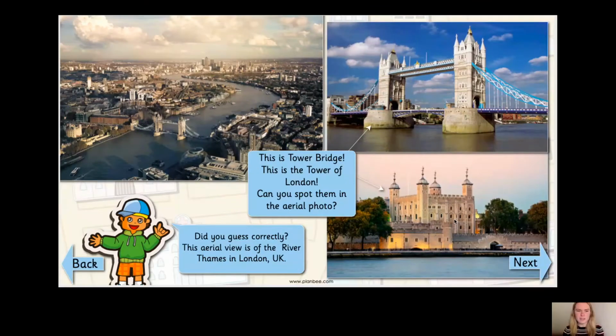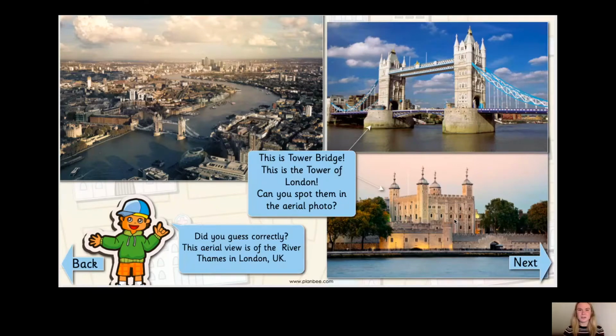Now, can you see that on our aerial photograph? Yes, I can see it. What about the Tower of London underneath it? Yes, I can see that too. And I can see something else. Can you see something else? Yes, it's the River Thames, isn't it? The river that runs through London. Well done if you spotted that too.